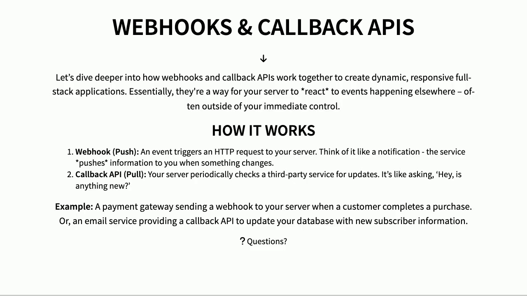On the other hand, a callback API is more of a check-in system. Your server regularly goes out and asks, is there anything new from a third-party service? It's like periodically querying for updates. For example, when someone buys something on an e-commerce site, the payment gateway might send a webhook to your server, or you could use a callback API to get notified of new subscribers through an email marketing service.